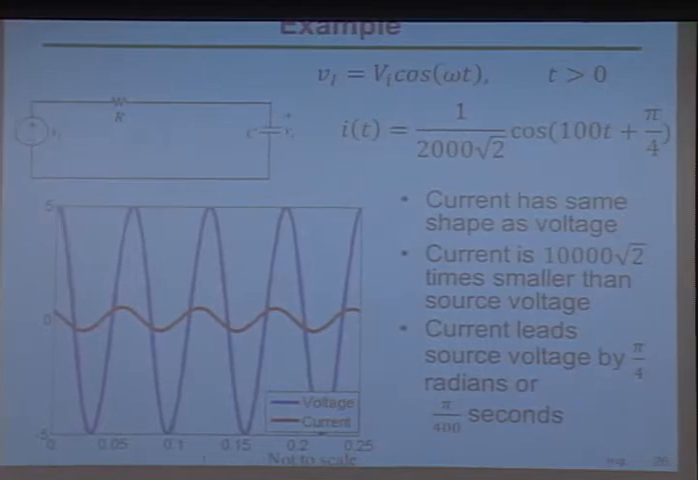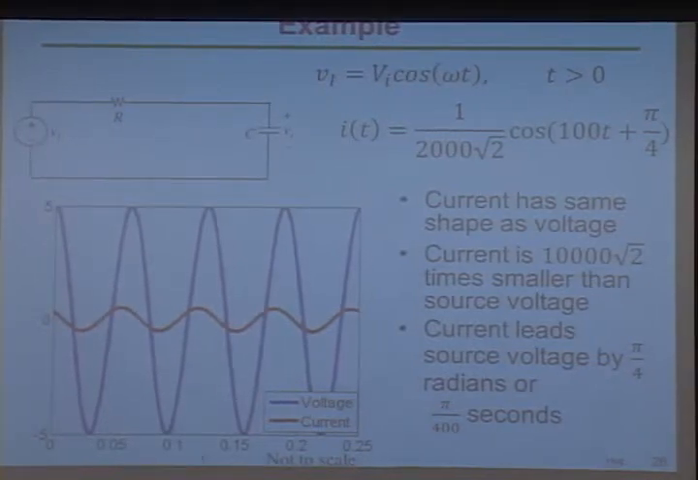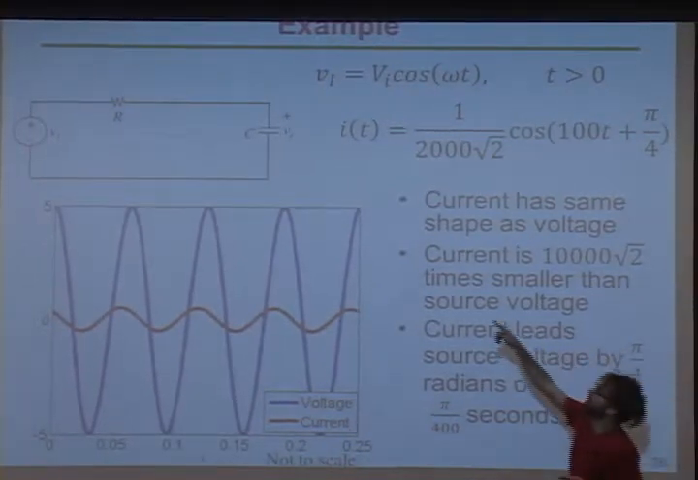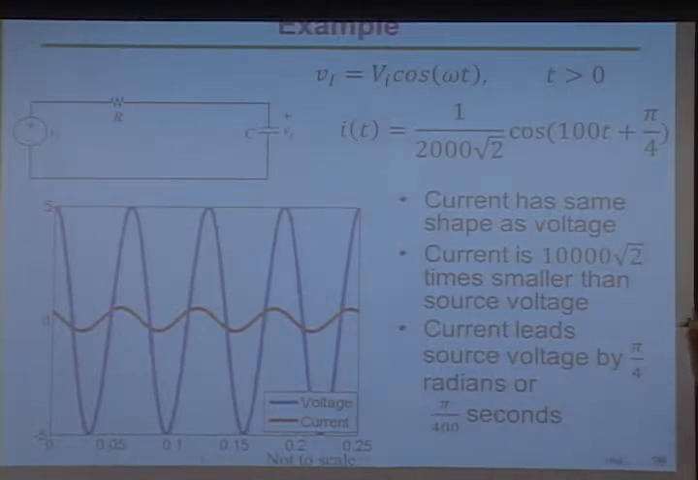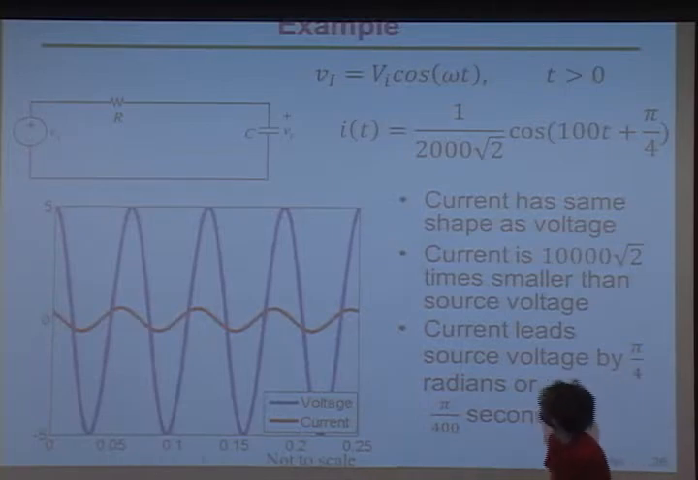OK, so let's do one more thing on this example here. So what we were just saying before is we did this calculation and we found that I of t is equal to this function, right? So let's look at its various properties because we went through and did all this work to find it. So what do we get?